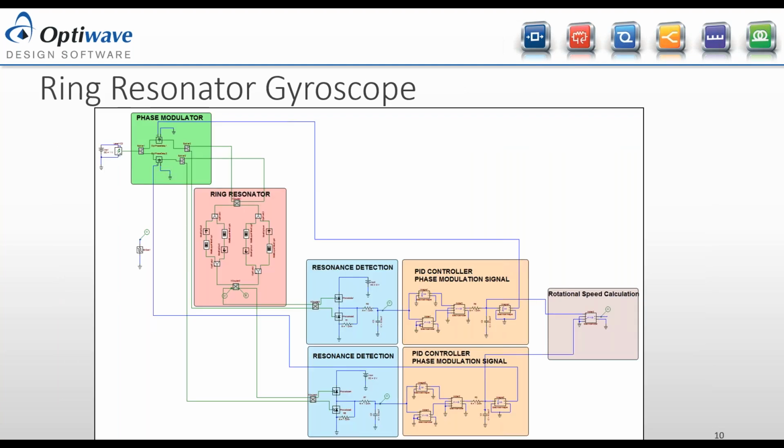Now let's start talking about our second example. This example is a ring resonator gyroscope. It has many different sections, and as we talk about this example, I'm going to go through what each section does one by one, and then I will talk about how the overall design works. Now, let's start with the first part, the phase modulator.